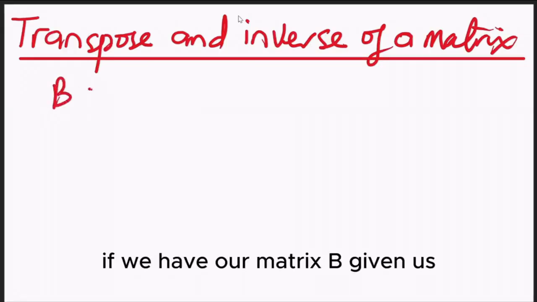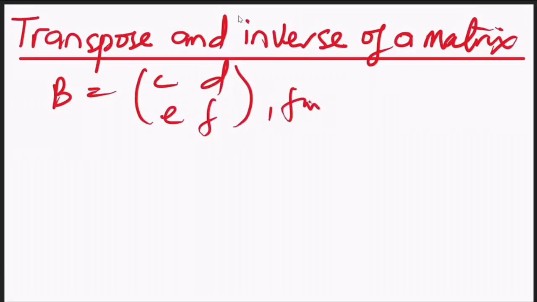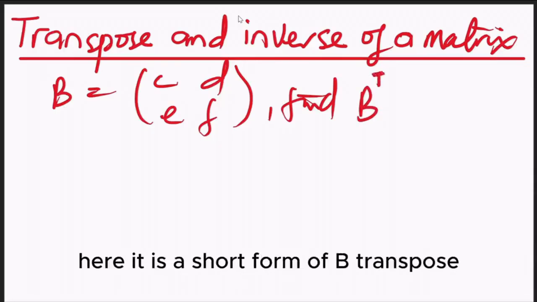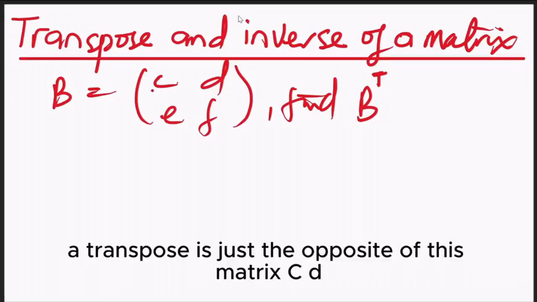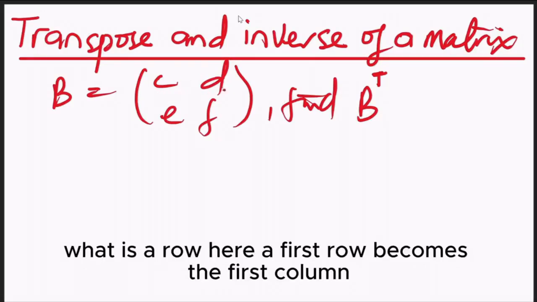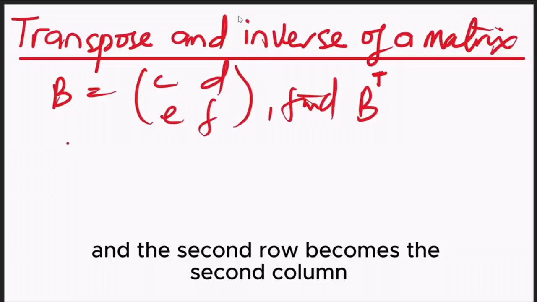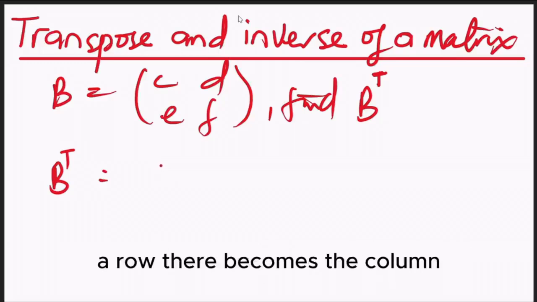If we have our matrix B given as C, D, E, F, then they ask us to find B to the power T. This B to the power T is a short form of B transpose, or the transpose of matrix B. When we talk of a transpose, it is just the opposite of this matrix C, D, E, F. When I want to get the transpose of this, what is a row here, the first row becomes the first column, and the second row becomes the second column.